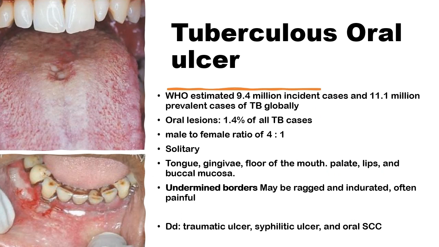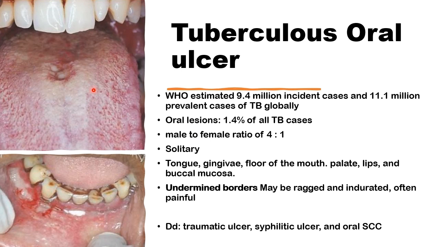Now move to a group of solitary chronic ulcers caused by infections, starting with the tuberculous oral ulcer. The WHO estimates that TB is still around in the area of several million cases. 1.4% of these cases would have oral ulcers. They affect males more. They are almost always solitary and affect mostly the tongue, followed by the gingiva, but they may affect the floor of the mouth, the palate, the lips, or the buccal mucosa.